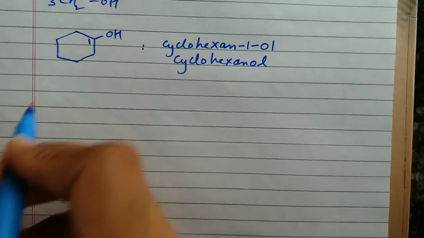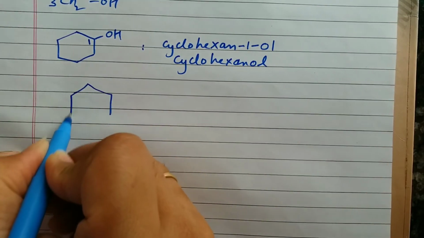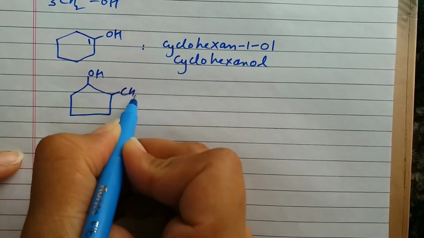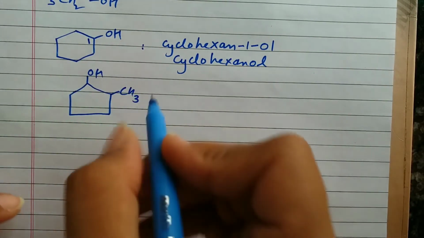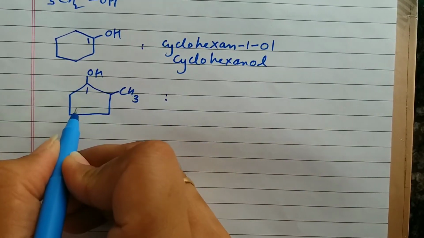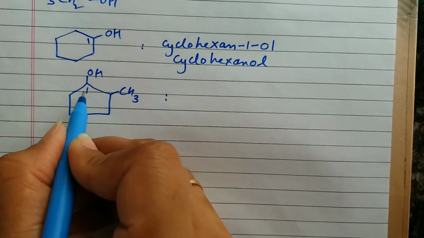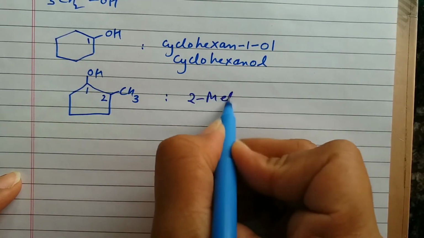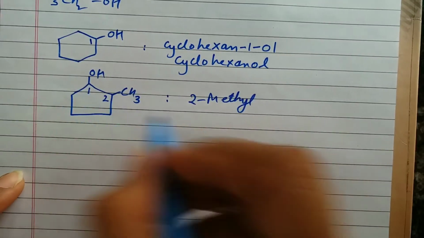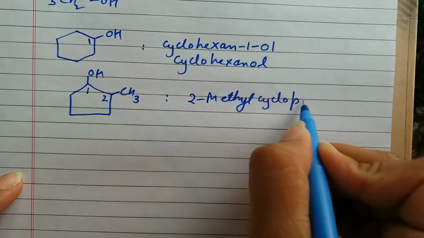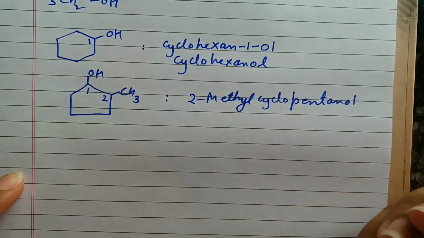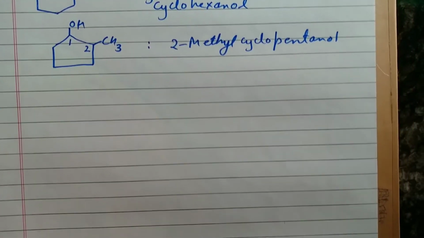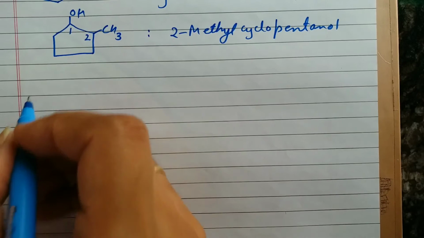Let's consider one more example of a cyclic alcohol. Now in this alcohol, you have another group substituted here. It's a methyl group, right? Now when you start numbering, you have to start from the functional group. The functional group always gets the higher priority. So this is 1 and then you come clockwise. So this is 2. So it's 2-methyl, and now this is cyclopentane. So 2-methyl cyclopentanol. The suffix for OH group is always -ol. So 2-methyl cyclopentanol is the name.